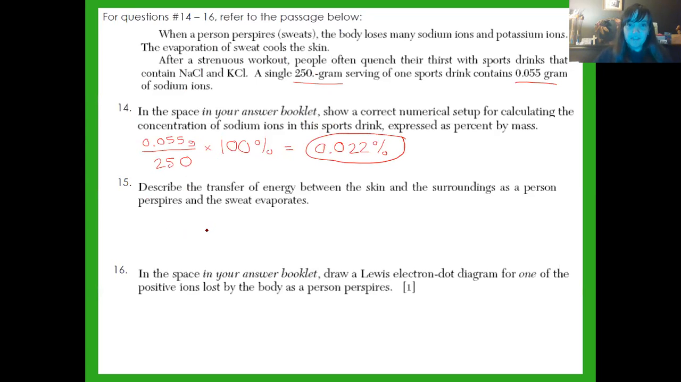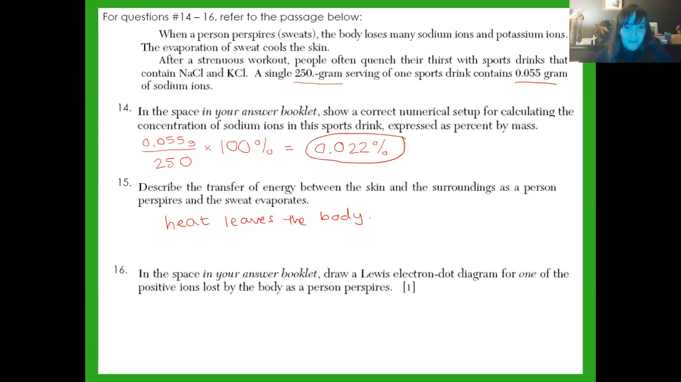15, describe the transfer of energy between the skin and the surroundings as a person sweats. This is a review question from Unit 1, also when we learned about heat. So the question is a lot more simple than it sounds. They're asking, where does the energy go? Is it that the cold comes into your body, or is it the heat leaves your body? It's that the heat leaves the body and goes to the surroundings.